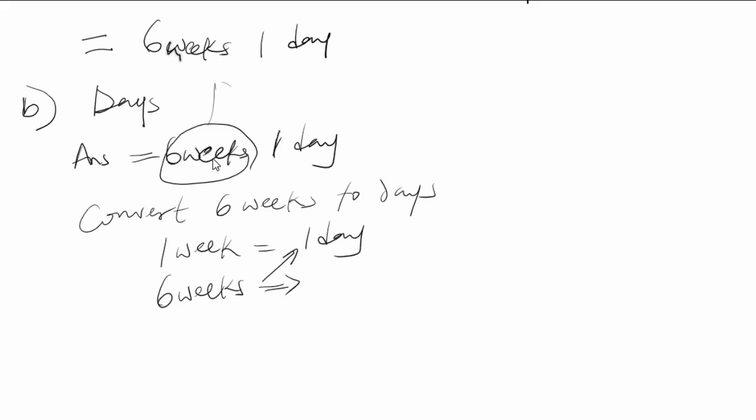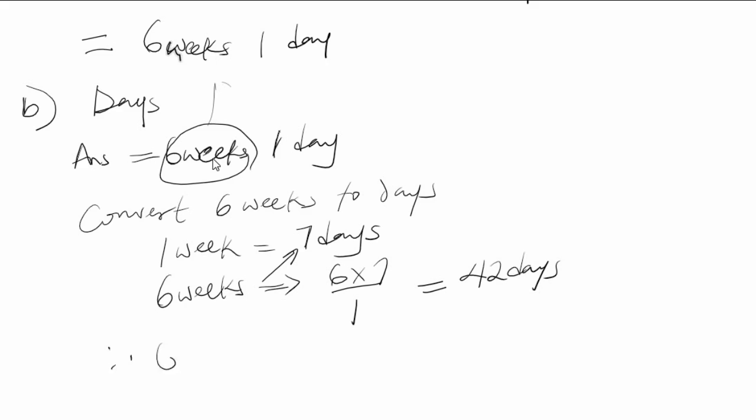So from this example, 1 week is 7 days. We cross multiply, just like I did in the first example in A above. It becomes 6 times 7 divided by 1. Very easy. And this will give you 42 days. So 6 weeks is 42 days.